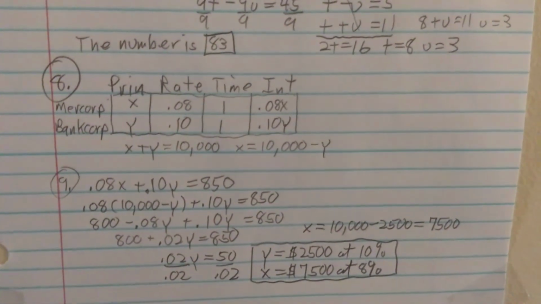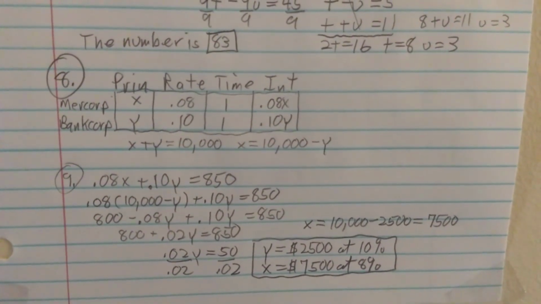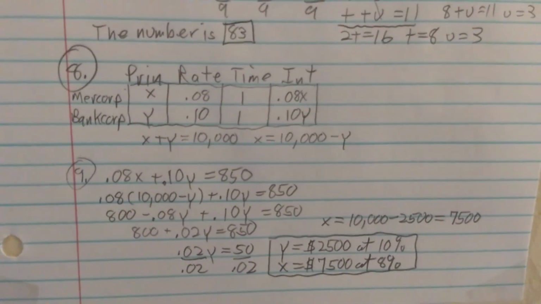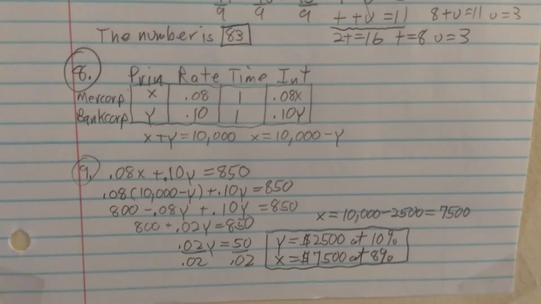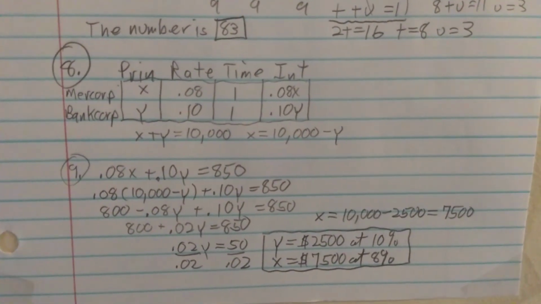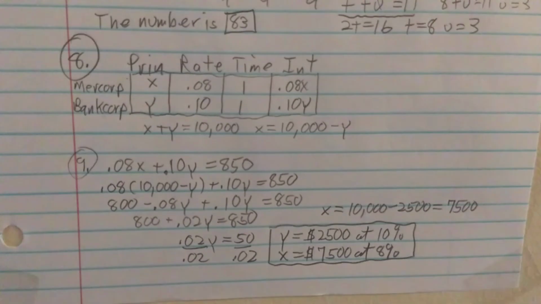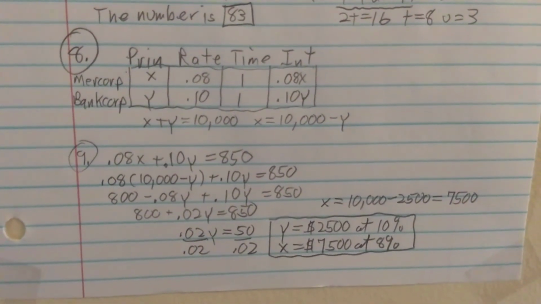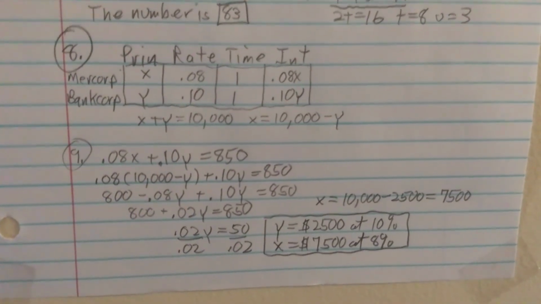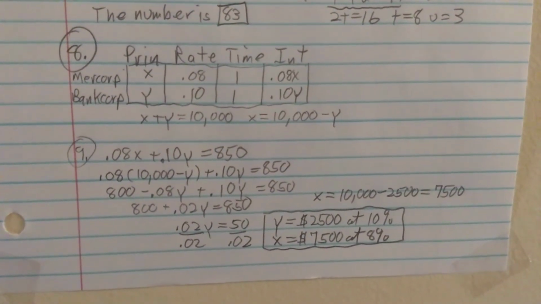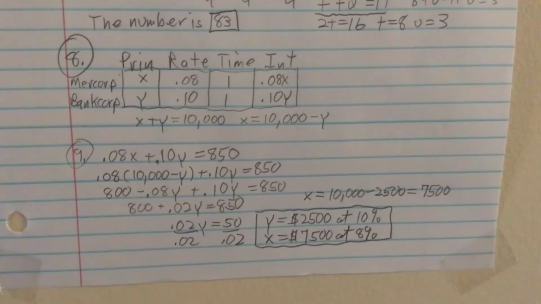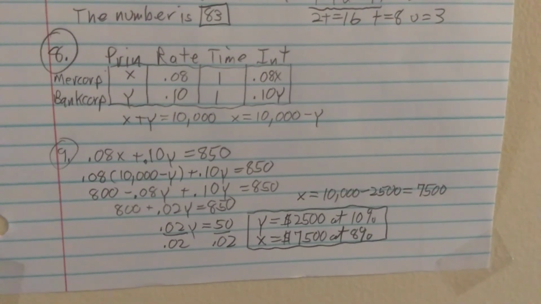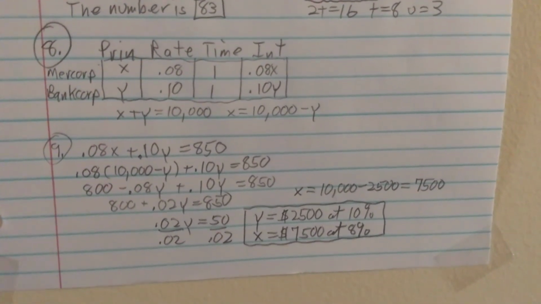And for problem 8, we're given a problem with two banks, one at 8% and one at 10%. The first part of problem 8 is to make a simple table of principal, rate, time, and interest. The principal for MERCorp is x, its interest rate is 8% or 0.08, it's for a year, and so the interest for that year would be 0.08x. For Bancorp, its principal would be y, it would have a 10% interest rate or 0.10, and it would be for a year.